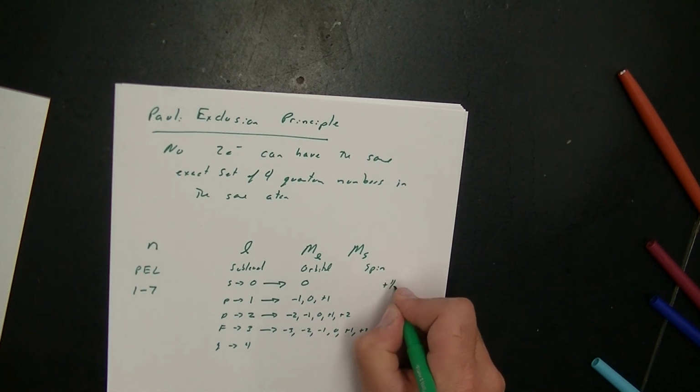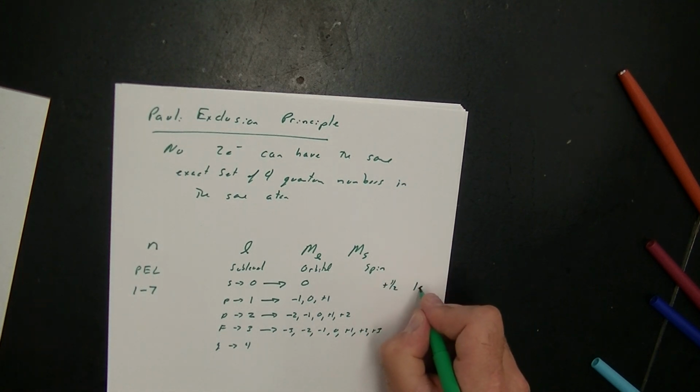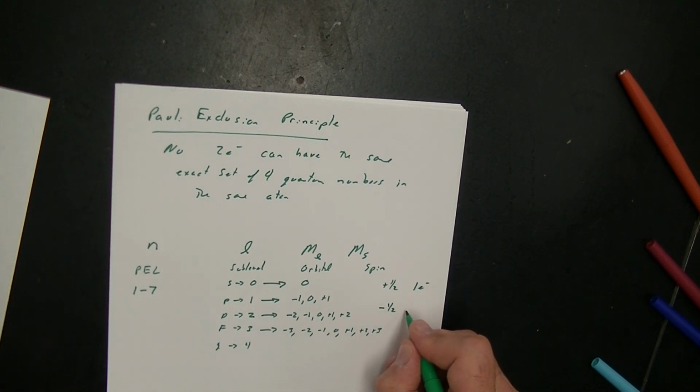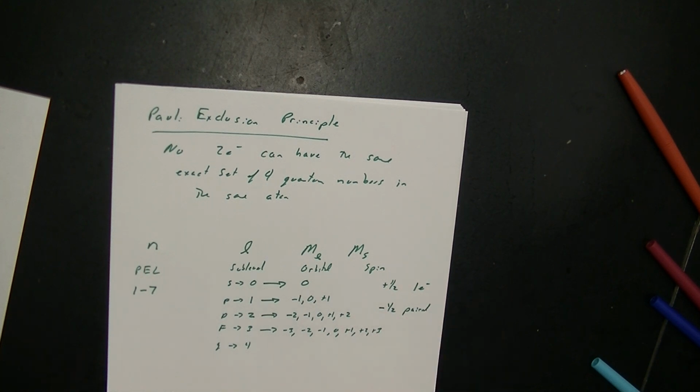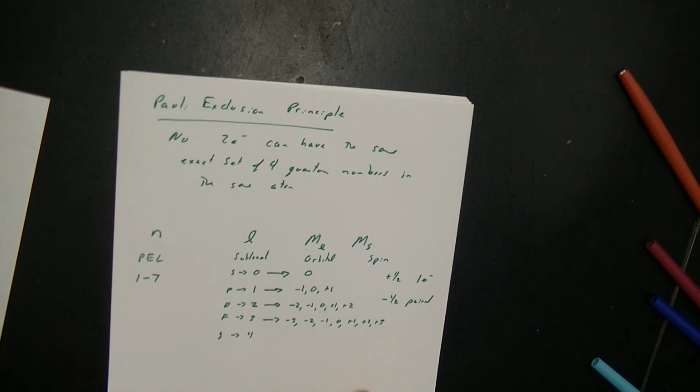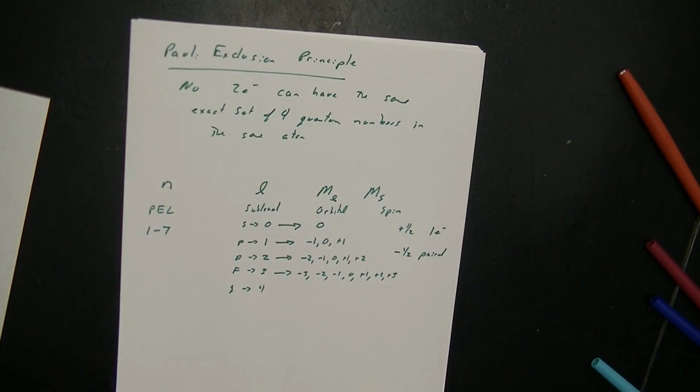And then MS is the spin. We can have +1/2, which means we have 1 electron in the orbital, or we can have -1/2, which means the electron is paired. All right, so let's look at some of these and actually come up with their quantum numbers.